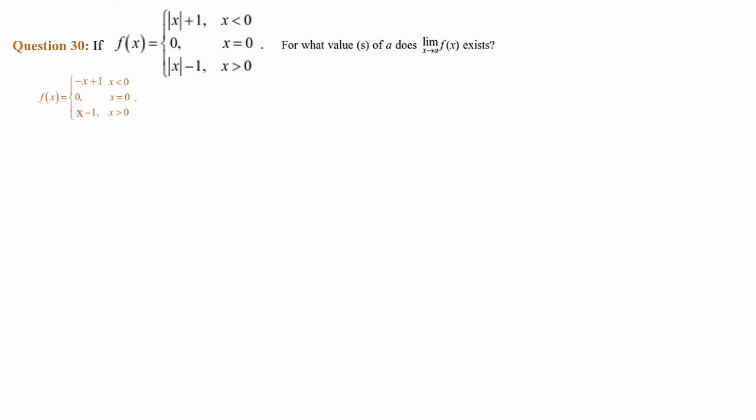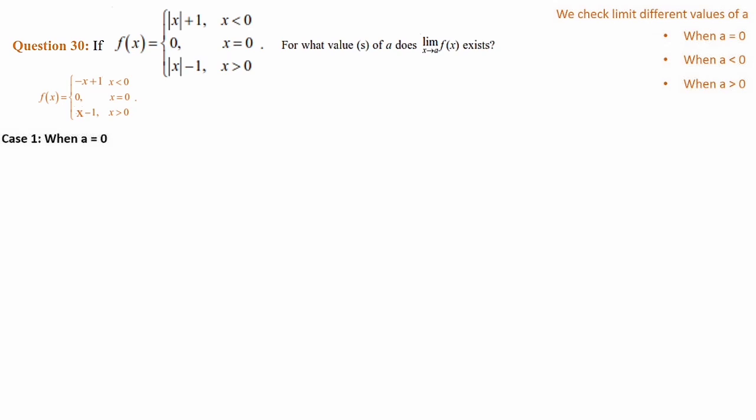So now our new function is f of x is equal to minus x plus 1 if x is less than 0, f of x is equal to 0 if x is equal to 0, and f of x is equal to x minus 1 if x is greater than 0. Now we are asked to find out the values of a. Clearly there are three cases: when a is equal to 0, less than 0, and greater than 0. These are the three cases we are going to consider.